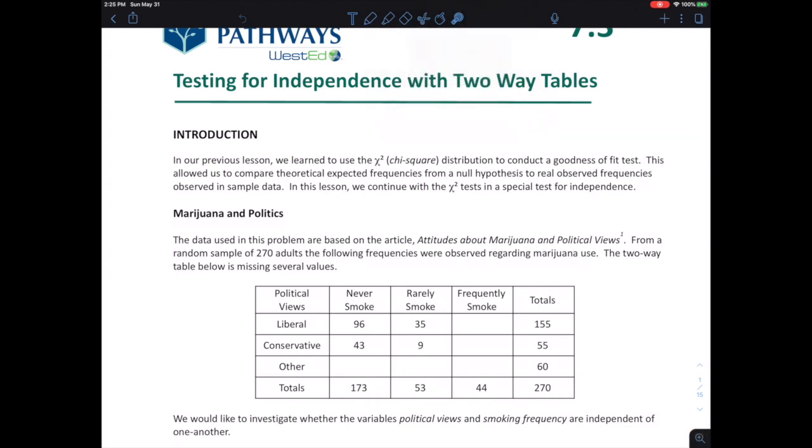Okay, so here we go. Testing for independence with two-way tables. Introduction. In our previous lesson, we learned to use the chi-square distribution to conduct a goodness of fit test. This allowed us to compare theoretical expected frequencies from a null hypothesis to real frequencies observed in sample data. In this lesson, we'll continue with the chi-square tests in a special test for independence.